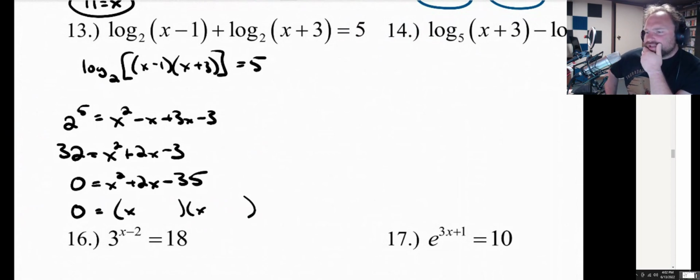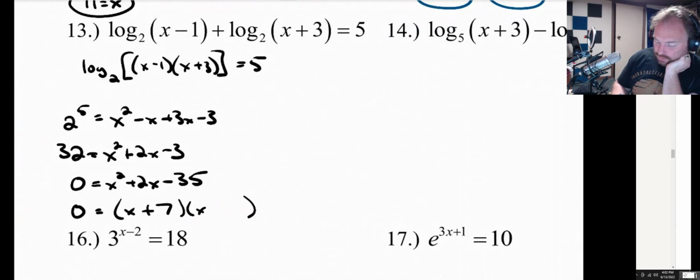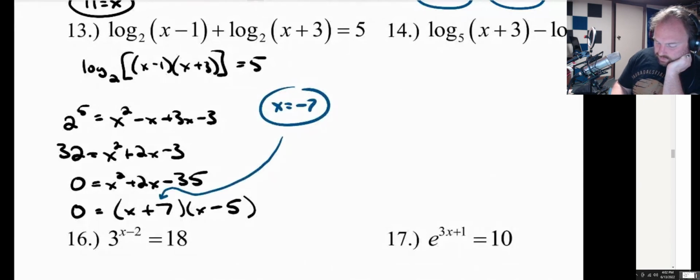What multiplies to negative 35 and adds to 2? 7 and 5. Plus 7 minus 5 to get that good positive 2. So our two answers here would be x equals negative 7, which is the one that makes that 0, and x equals 5, which is the one that makes this 0.